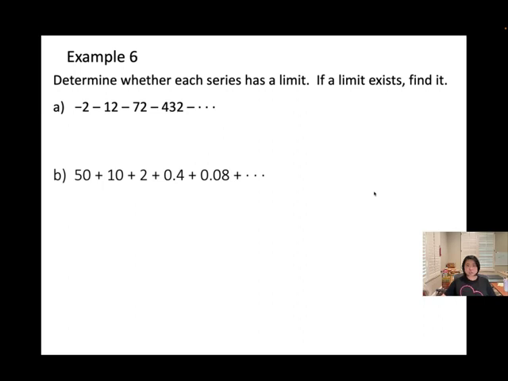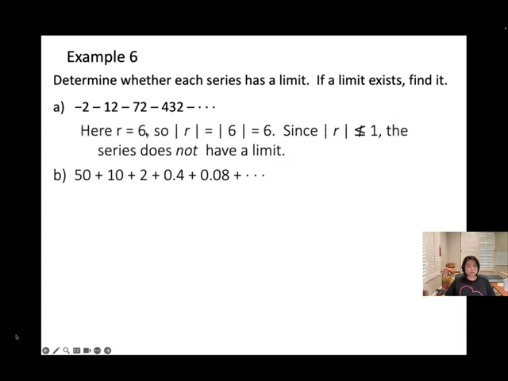Determine whether each series has a limit. If a limit exists, find it. So first, find out the ratio. What is your R equal to? We can use negative 12 divided by negative 2, which is going to be 6, right? So the R is not less than 1. So you know the series does not have a limit. Okay, the number is going to be getting bigger and bigger.